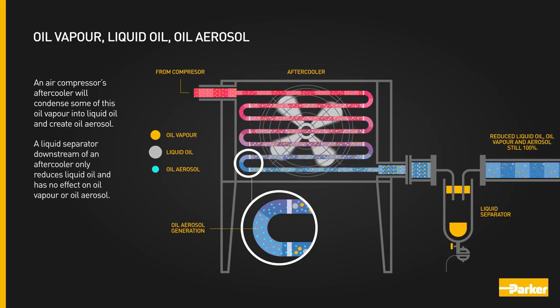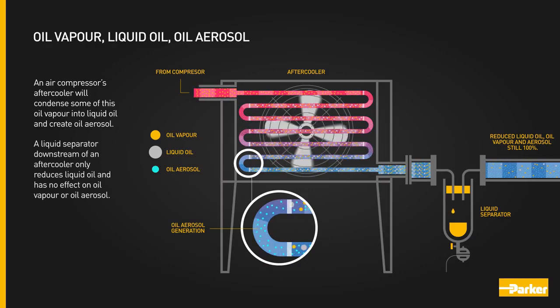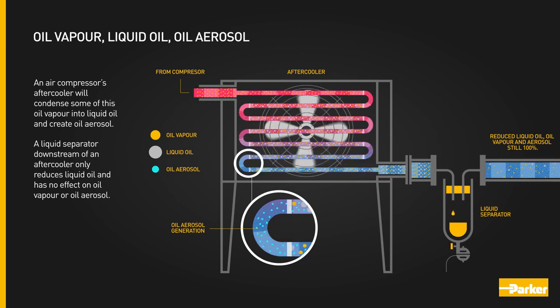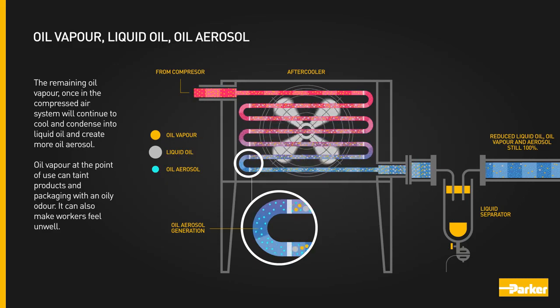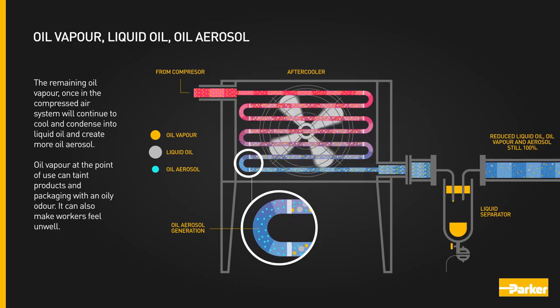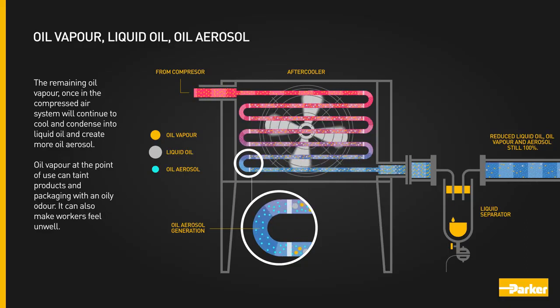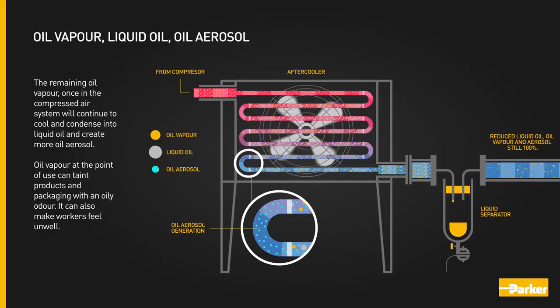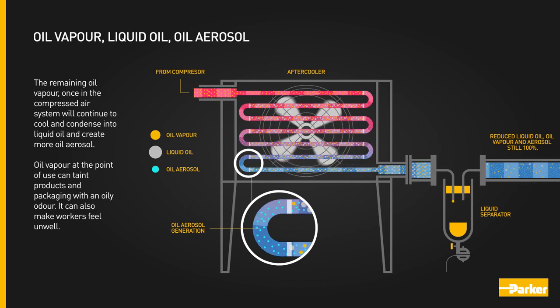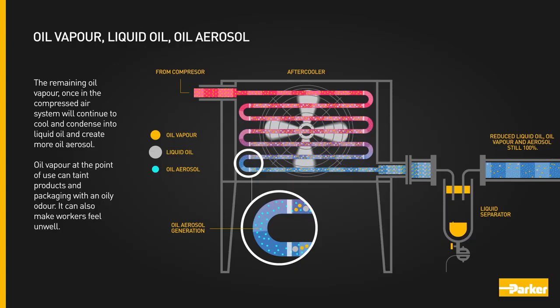A liquid separator downstream of an aftercooler only reduces liquid oil and has no effect on oil vapour or oil aerosol. The remaining oil vapour, once in the compressed air system, will continue to cool and condense into liquid oil and create more oil aerosol. Oil vapour at the point of use can taint products and packaging with an oily odour. It can also make workers feel unwell.